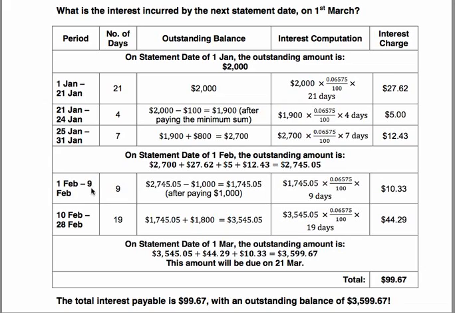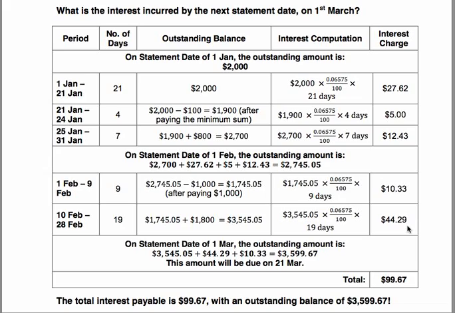From the 1st of February to 9th of February, which is 9 days, Ms. Ong owes the credit card company $1,745.05. This is after paying $1,000. So thus, for that 9 days, she has incurred $10.33. She has spent more money after that. So for the next 19 days, from 10 February to 28 February, she owes the credit card company $3,545.05.